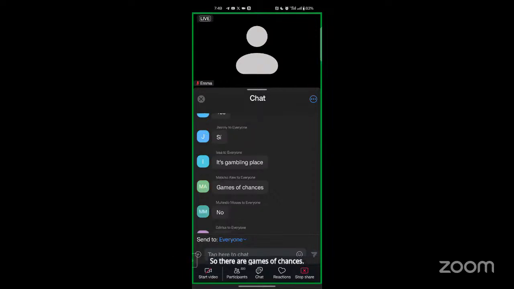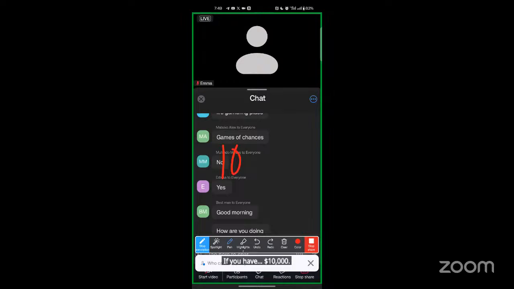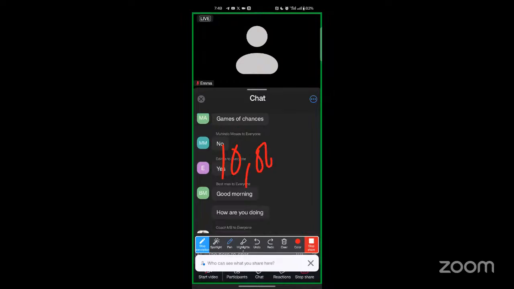Now, here comes the question. If you have $10,000 and you go to a casino, would you put all your $10,000 at once in a game?